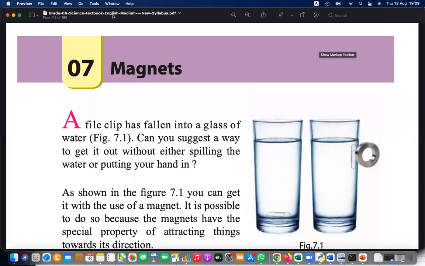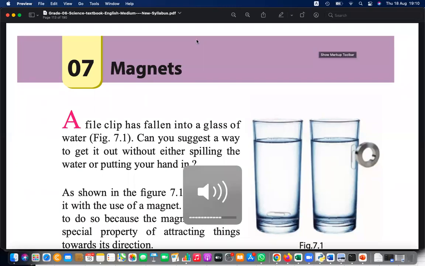Okay, under this lesson, we are going to discuss magnetism and magnets. There are different magnet types. Some are permanent magnets, some are temporary magnets. In your day-to-day life, you are using magnets in many places. Can you recall where you have seen magnets? Magnets basically attract magnetic elements.